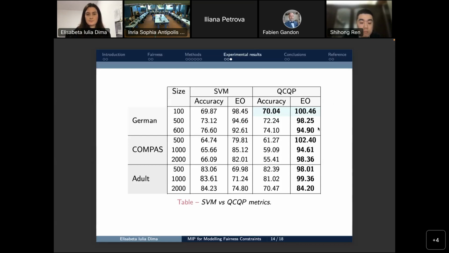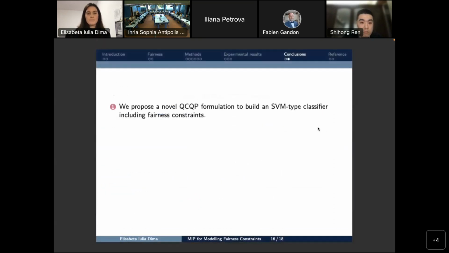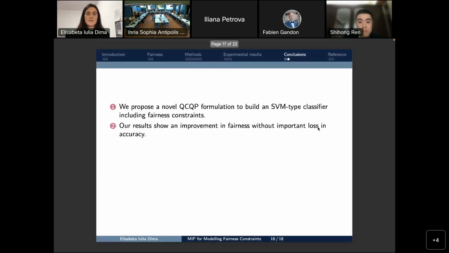And so I will jump to the conclusion. The first one, as I mentioned, is that we propose a novel quadratically constrained quadratic program formulation to build a support vector machine classifier, which includes fairness constraints. We also show an improvement in fairness without important loss in accuracy. We may see that sometimes this loss in accuracy doesn't even exist, even though this is rare, but it may happen.